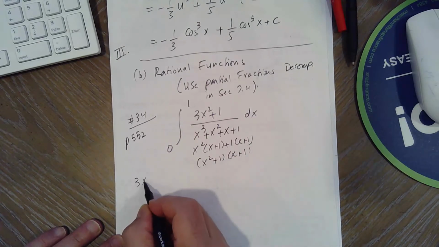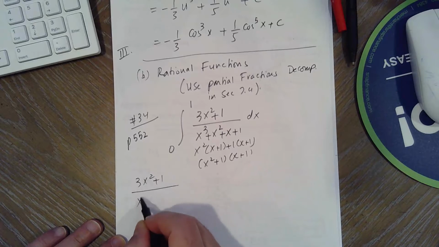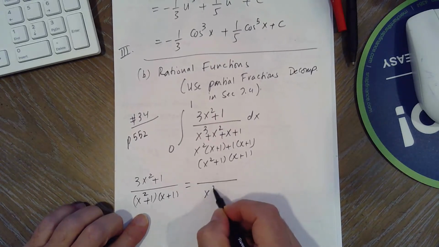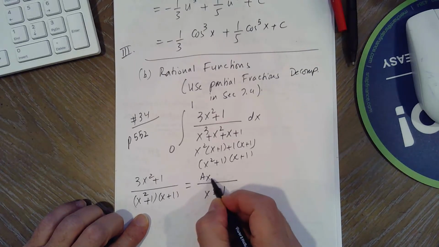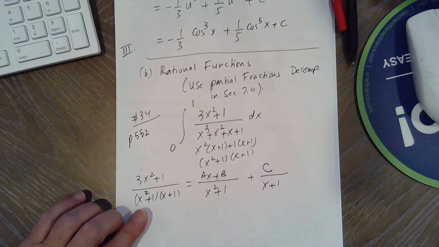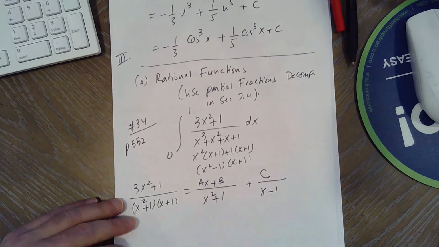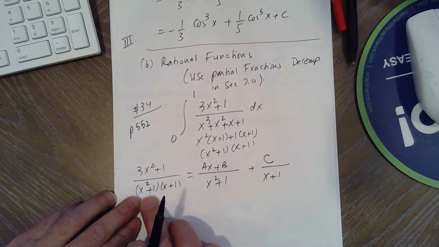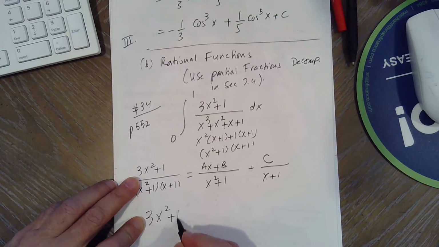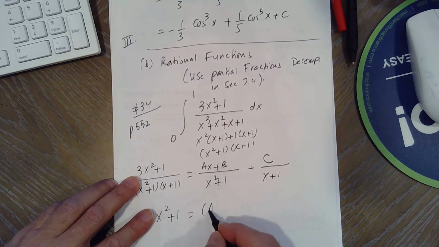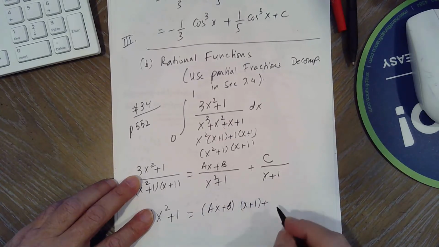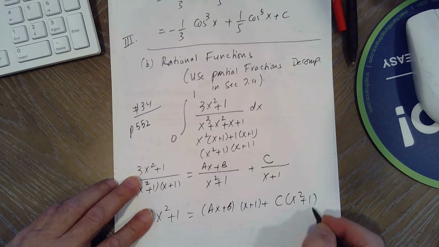So if we take (3x squared plus 1) over (x squared plus 1)(x plus 1). The first one is quadratic, so we write linear on top. The second one is linear, so we write a constant on top. And then we multiply by the LCD, which is (x squared plus 1)(x plus 1), so we get 3x squared plus 1. That's going to cancel out, so you get (ax plus b)(x plus 1). And this one is going to cancel out, so we get that.